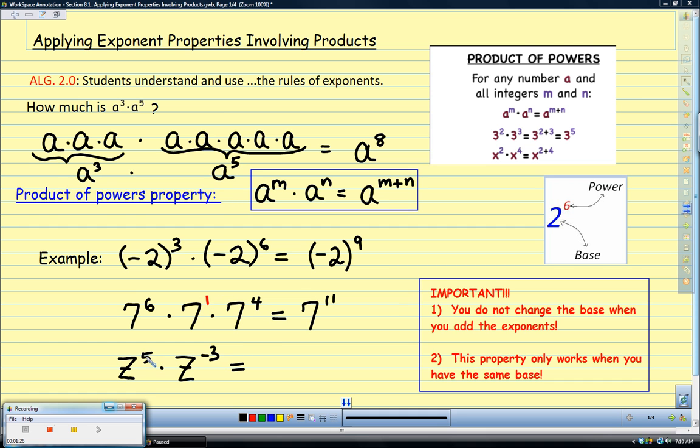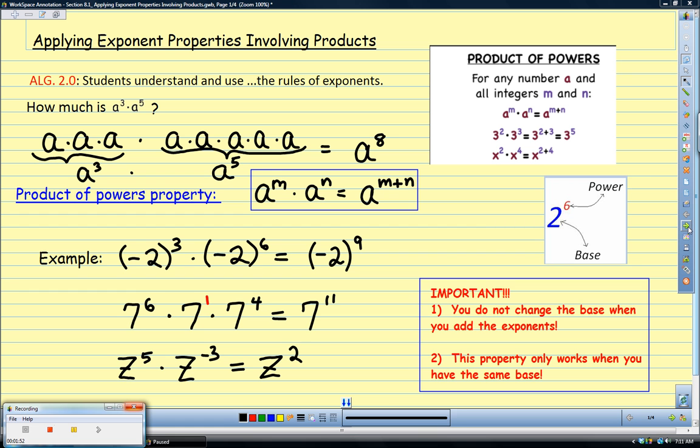Here, same thing, but here you have a negative exponent. Same process occurs. Z to the 5th times z to the negative 3rd. 5 plus negative 3 is positive 2. So your answer is z to the 2nd power.